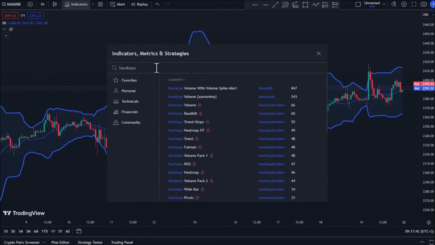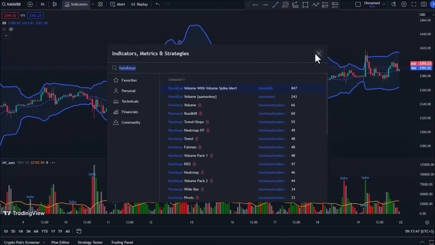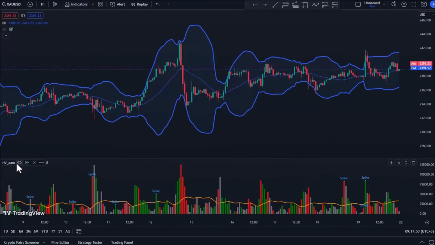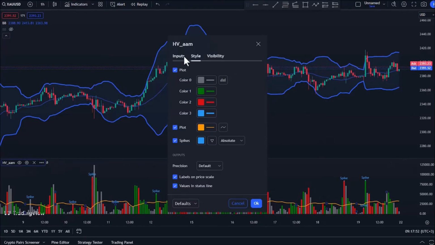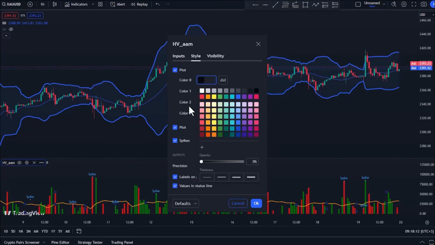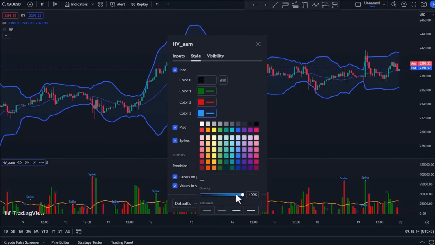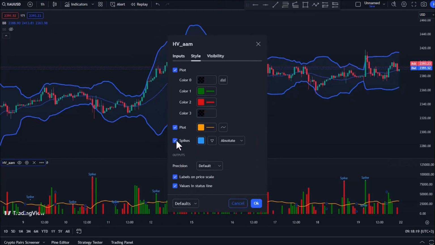The indicator we use is Hawkeye, which was created by the same person, Nanda. Then we make some changes to its settings. We go to the Style tab, and the first color we have, we remove its color, and we also remove color 3. We also remove the tick spike, and then click OK.